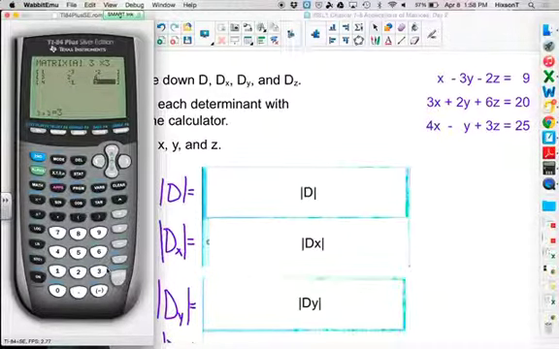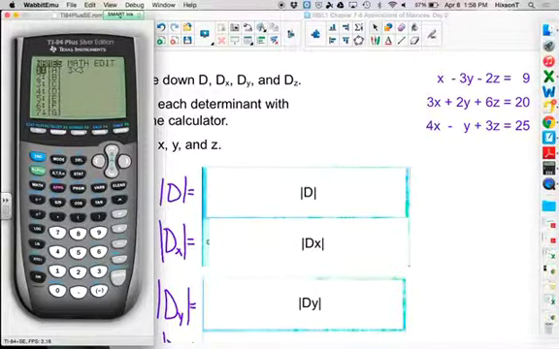Okay, so there's our coefficient matrix. When you're finished entering stuff into a matrix, make sure you hit quit. Alright, so we hit quit. Now, what I'm going to do is make 3 more copies of this. Watch how we can do that. It's actually a pretty simple process.